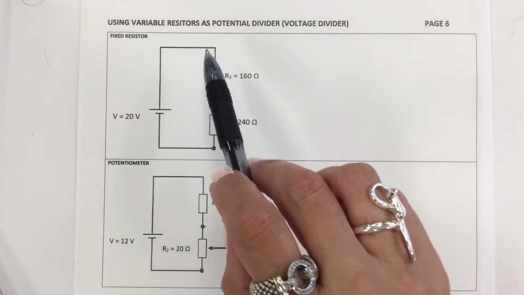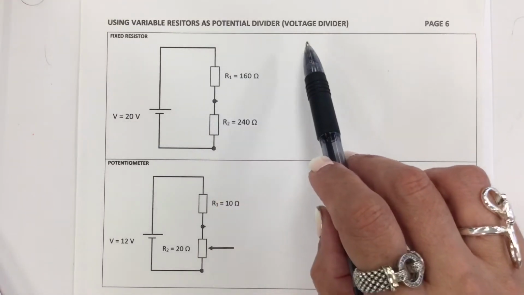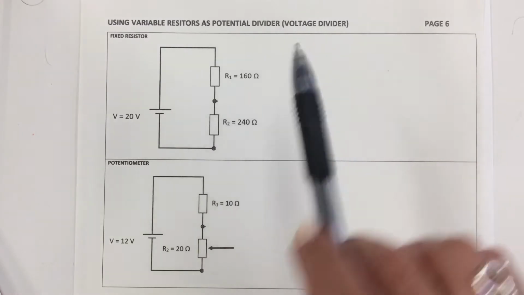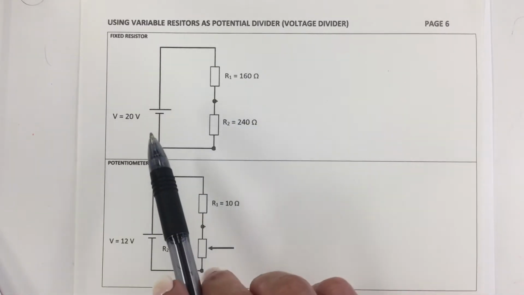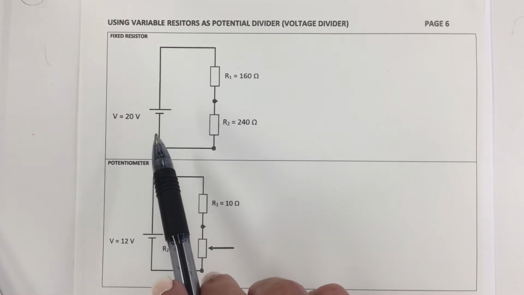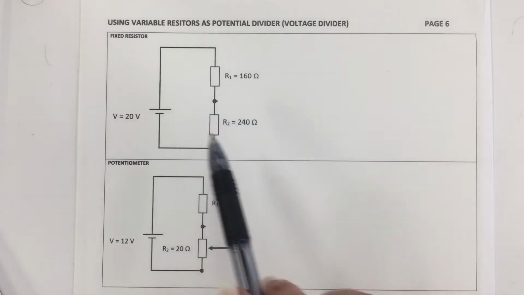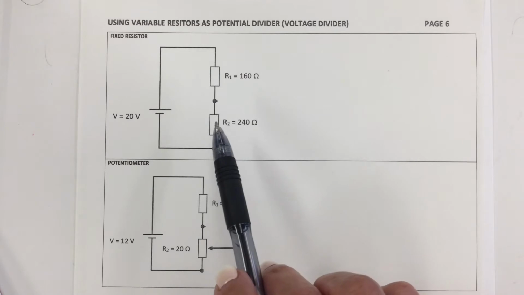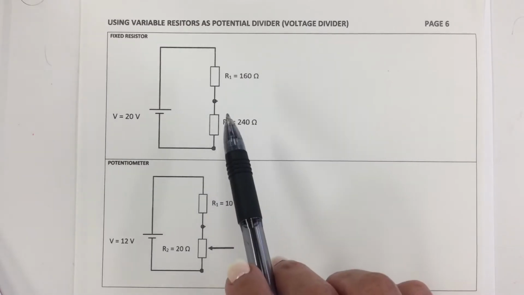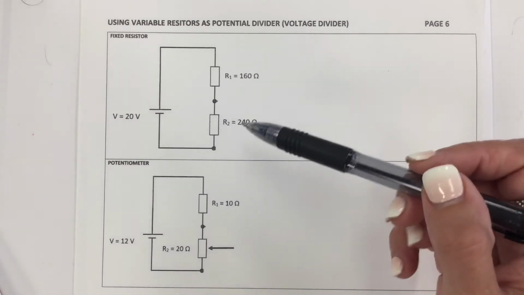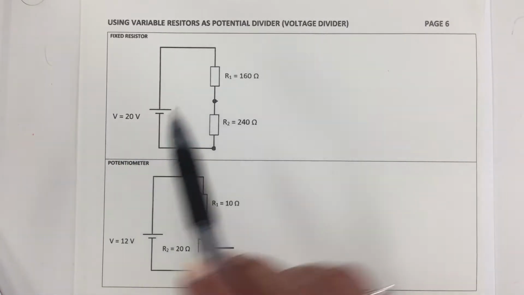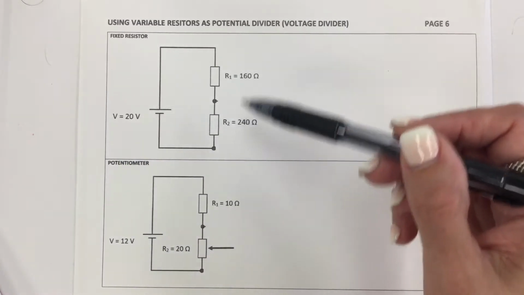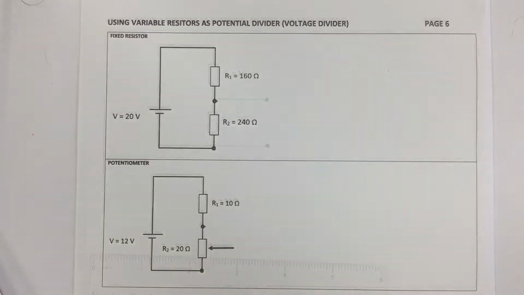This lesson is about potential divider or voltage divider. Potential divider is useful in circuits to reduce the voltage supply. I'm using this first series circuit to derive a formula for a voltage drop in terms only of the voltage supply and the resistors in series.